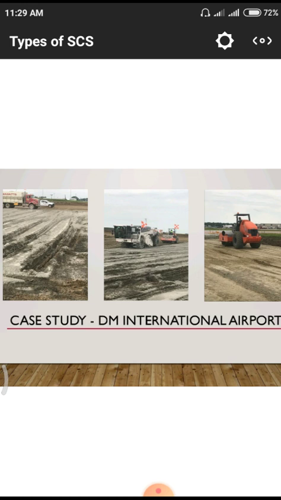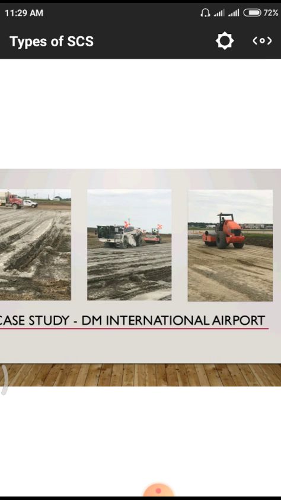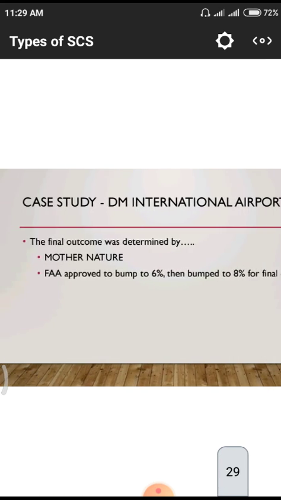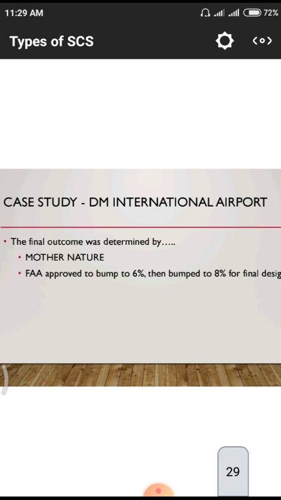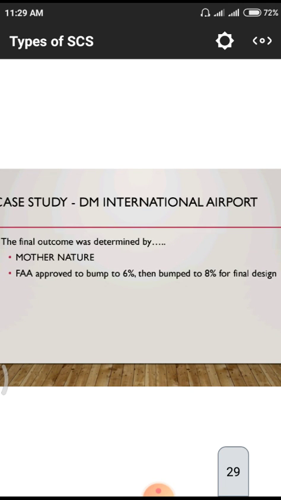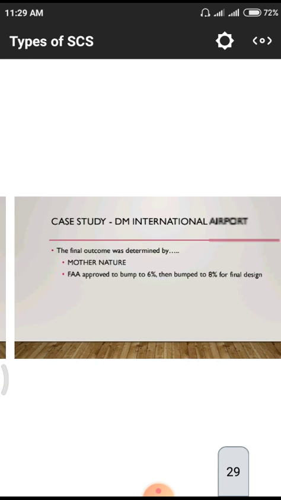After the process is over, in the last stage we have to do it: a smooth wheel roller is simply rolling the land for smoothing purposes. The final outcome was they are not disturbing the properties, simply they are giving good natural conditions. Why? Because our mother is first of all nature. Without nature we won't exist. These are the conditions; they go for 6% and 8% for the final designs.